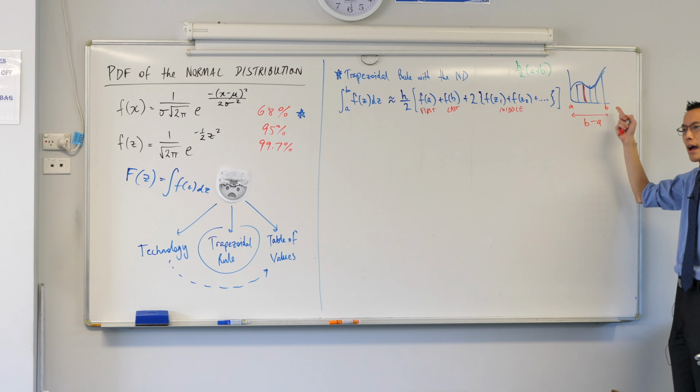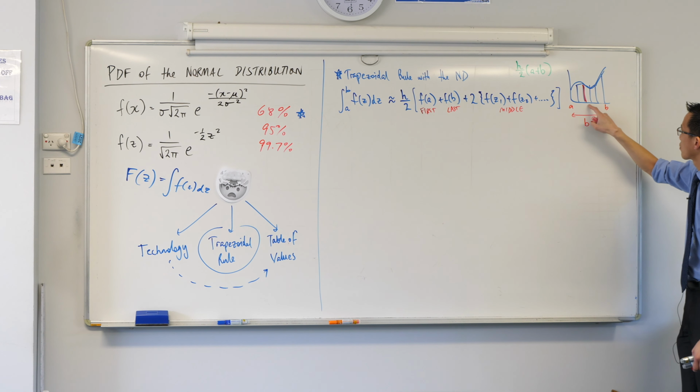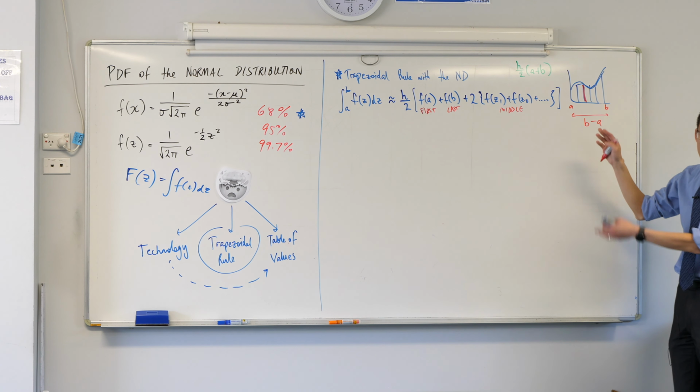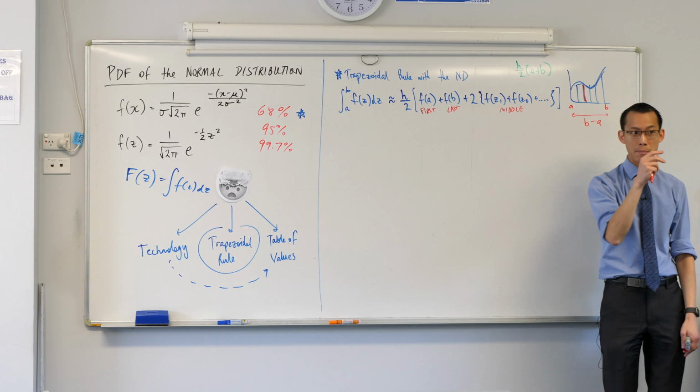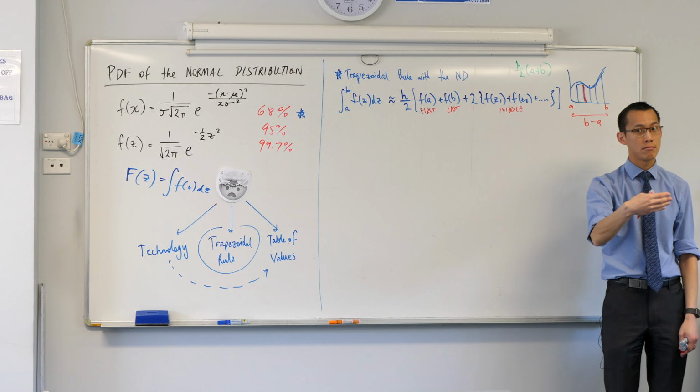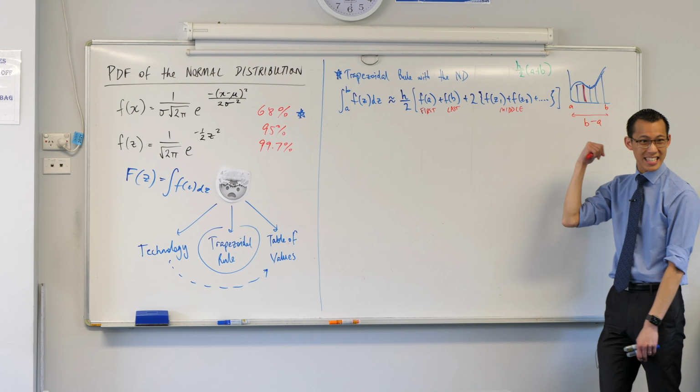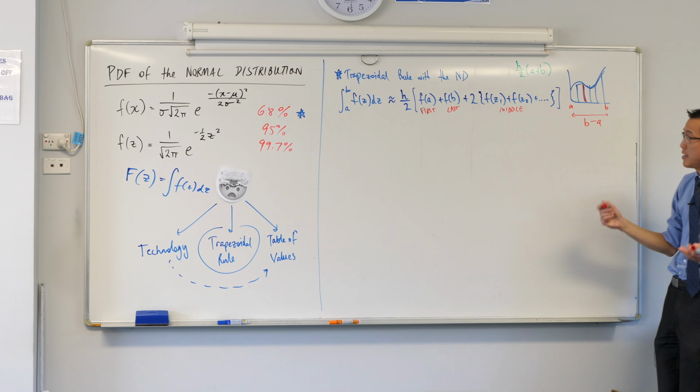How many trapeziums do I have? I've got 1, 2, 3, 4, 5 in this case, right? So if I have 5 trapeziums, B minus A is not the height of each trapezium. It'd be B minus A divided by, well, in this case, by 5, because I have 5 trapeziums.